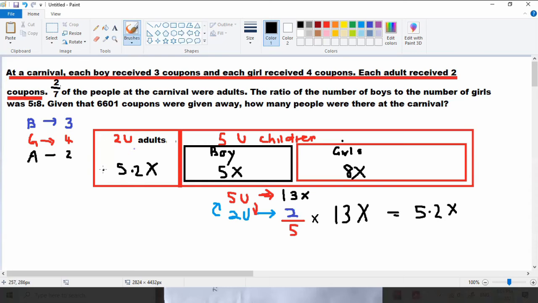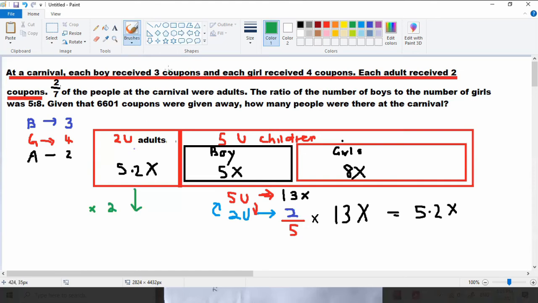So that means there are 5.2x people, there are 5x boys, and there are 10x girls. Do you understand, Nisha? Yes. But then each adult is given, I shall use Lisha's green one. Each adult is given 2 coupons. So what you need to do, you need to times again.